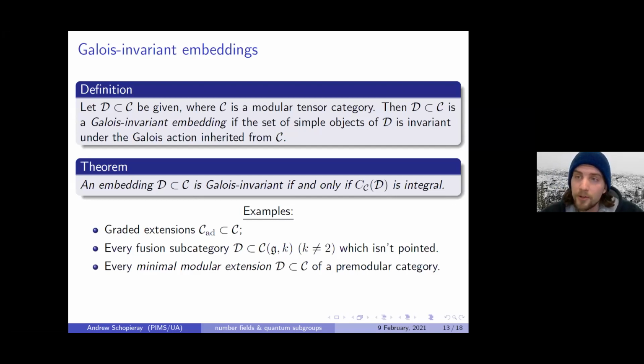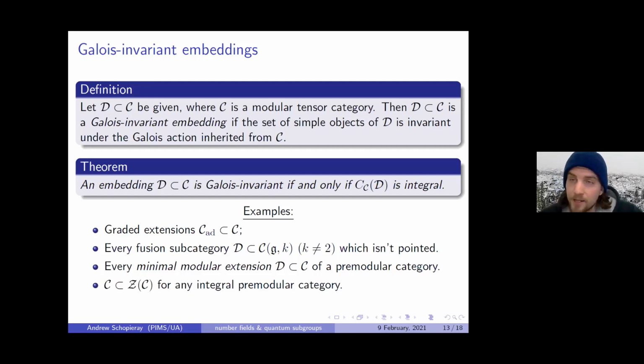So if you look a little bit further in generality, you can look at what's called a minimal modular extension. So these are, if I take something which isn't necessarily modular, and I look for the smallest possible modular category that I can embed this inside, which I'll make explicit in the next slide, every single one of these minimal modular extensions is an example of a Galois invariant embedding. And there's lots of literature about these types of embeddings as well.